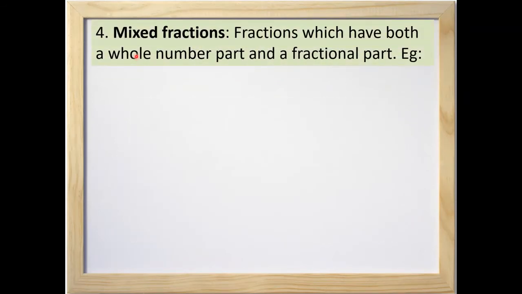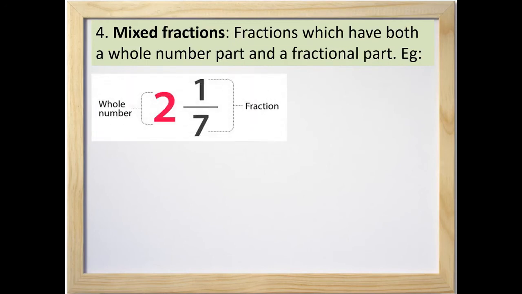The next type of fractions are called mixed fractions. What are mixed fractions? Fractions which have both a whole number part and a fractional part are called mixed fractions. Example, here you see we have 2 1 by 7. Here we have a mixed number, that is 2 1 by 7, where 2 is the whole number part and 1 by 7 is the fractional part.